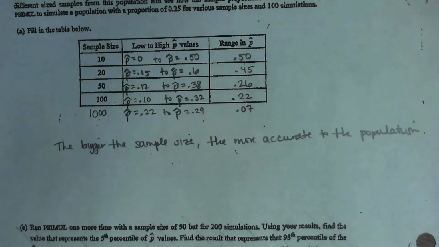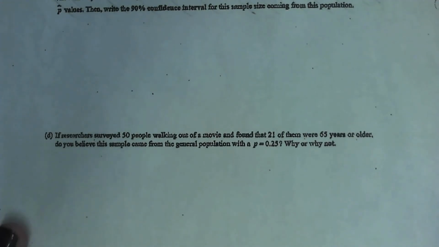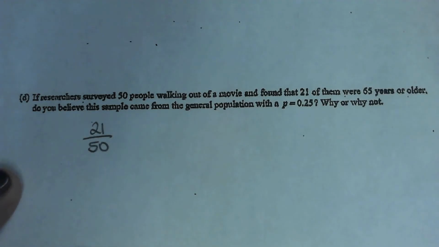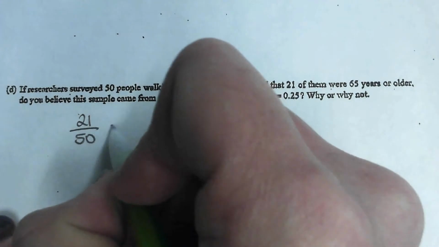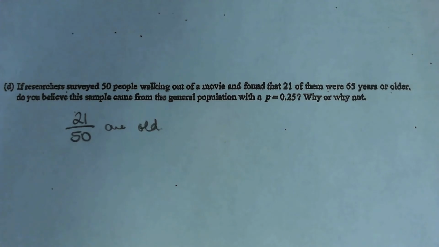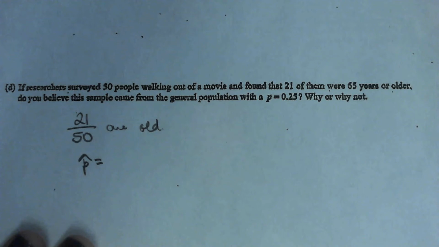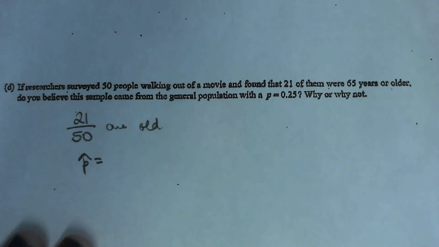And then skip C for a second. Jump down to D. If researchers surveyed 50 people walking out of a movie and found that 21 of them were 65 years or older, that means 21 out of 50, let's just call it old, are old. We know what their cutoff for old is. Hopefully we're not offending anybody. If your parents are watching my video, you might be offended then. But 21 out of 50 is what percentage? What sample proportion? What's 21 out of 50? 0.42.